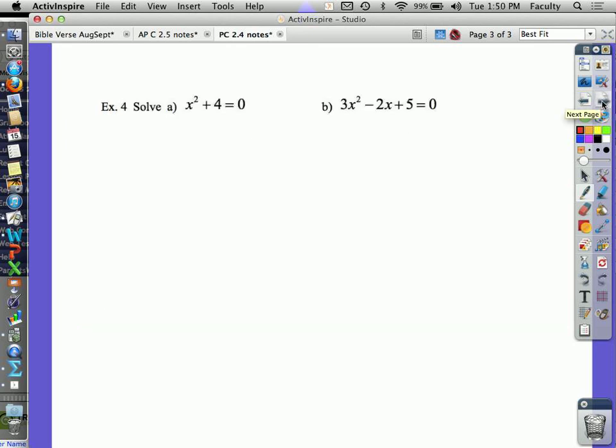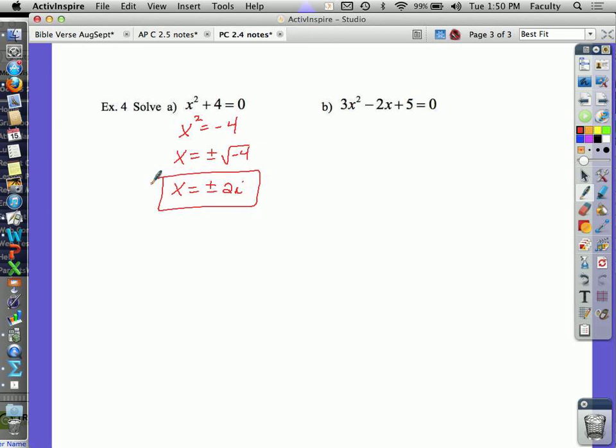All right, now, example 4 says solve x squared plus 4 equals 0. So we did this in Algebra 2. We reviewed it in that prerequisite chapter. This is called the square root property. You're going to get the x squared alone. But now we're going to allow for negatives under the square root. So this is x equals plus or minus 2i.